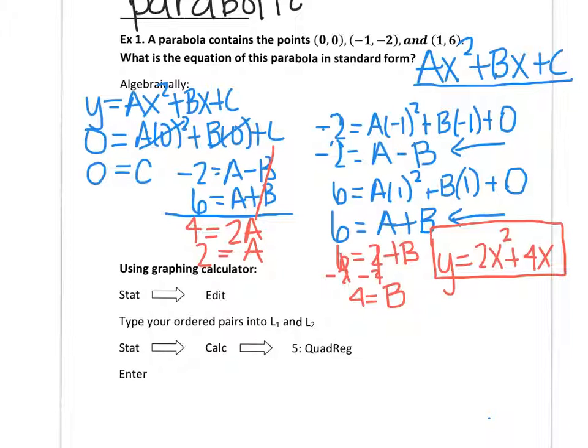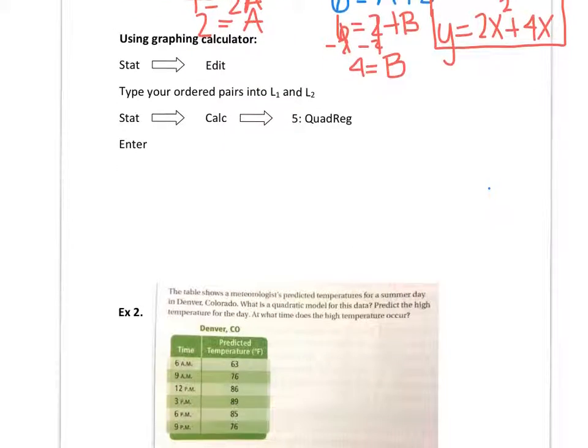Okay, so once you do that, then what you do is you hit stat one more time. You tab over to the calc button, and you choose option 5, which says quad reg, quadratic regression. That is what we are trying to calculate. And you just hit enter all the way down until the blinking screen is on calculate. Then you will hit enter, and it will give you the A, the B, and the C value so that you can write your equation. So that is how you're going to do it using the calculator method.